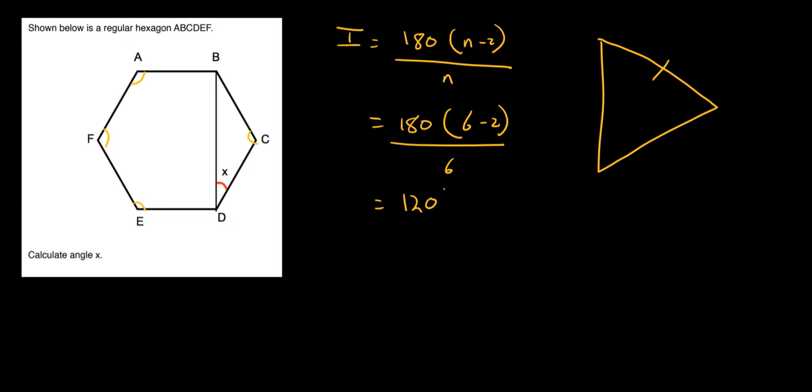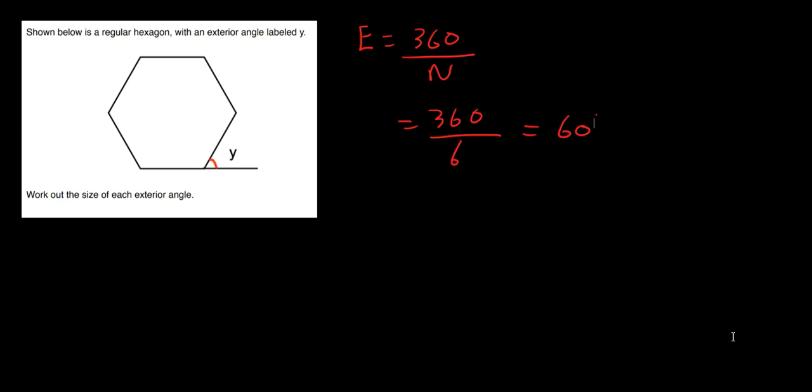So this is just an isosceles triangle. So we know that this is 120. So these are going to be equal. So this is going to be x, x for the definition of isosceles triangle. So we have 2x plus 120 is equal to 180. So we've got x is equal to 30 degrees. 180 minus 120, 60 divided by 2 is 30. Nice question.